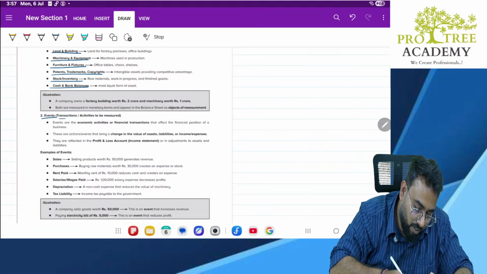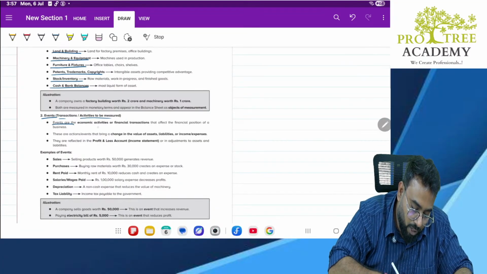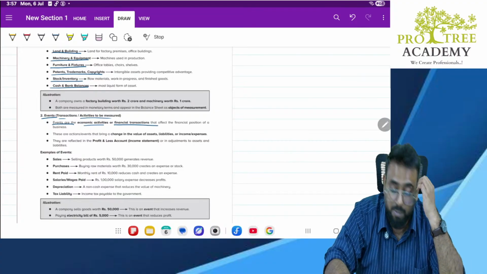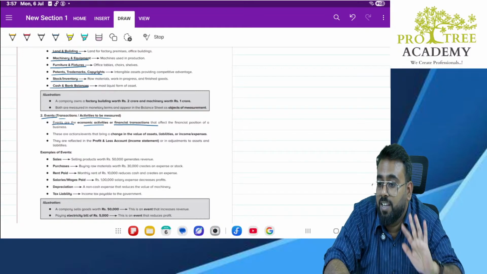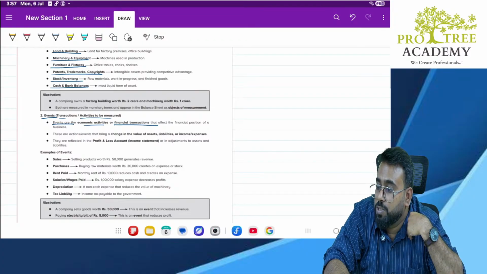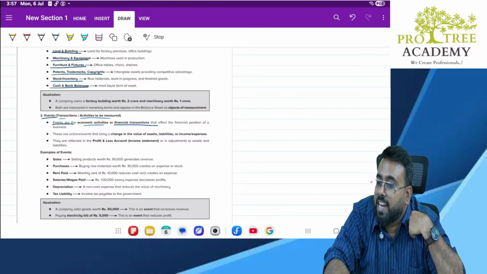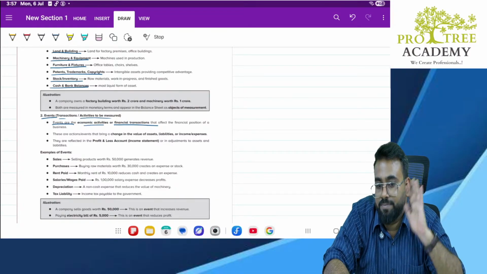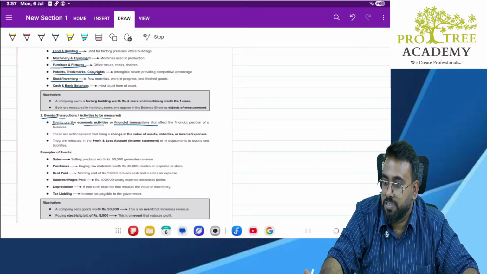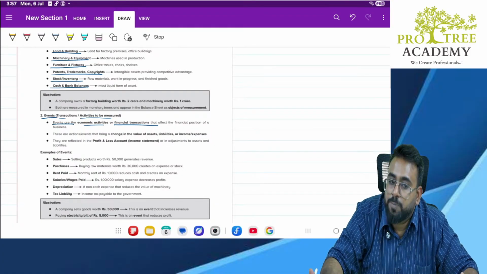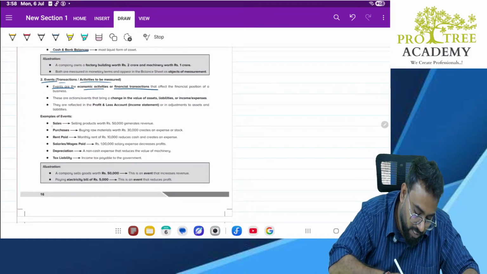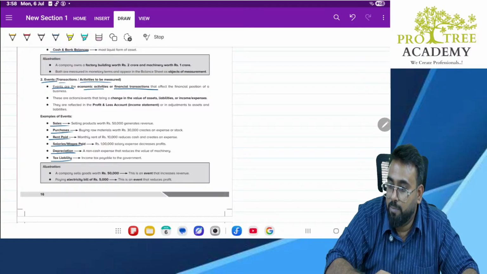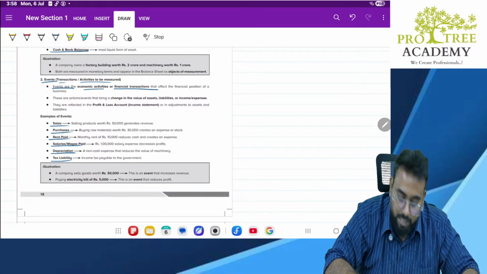Next, events, transactions or activities to be measured. Events are the economic activities or financial transactions that affect financial position of the business. In other words, events are those transactions which are financial in nature and monetary in nature. Only those will have impact on our financial position or financial performance. Only those events and transactions can be recorded which can be expressed in terms of money. So sales, is it an event and transaction? Yes. Why? It can be expressed in terms of money. Sir, employee A helped employee B in learning something. Clear? So those are your sales, purchase, rent paid, salary, depreciation, tax liability. Everybody is clear?